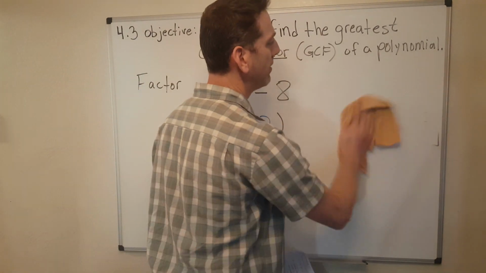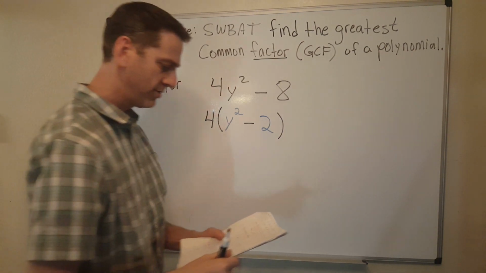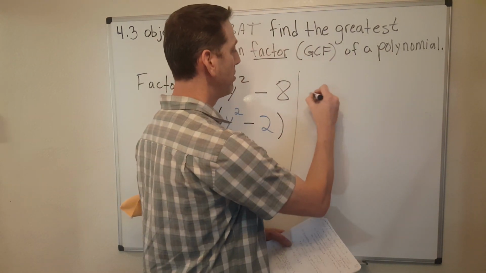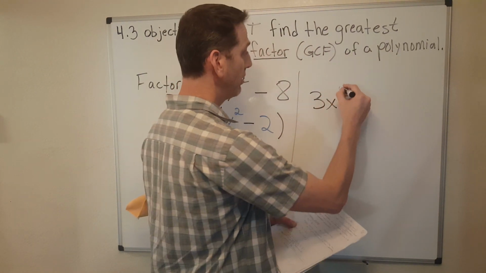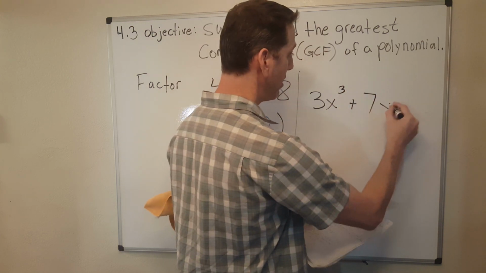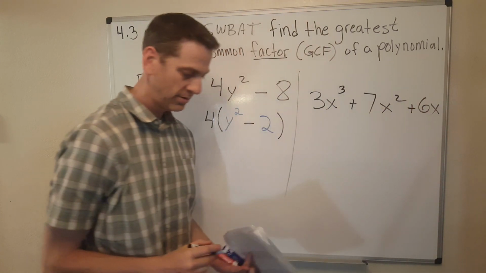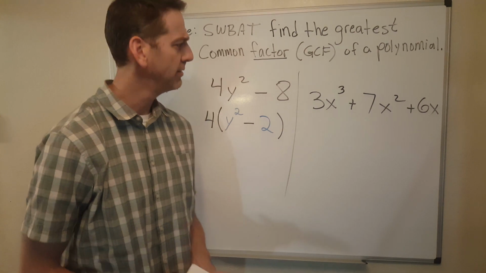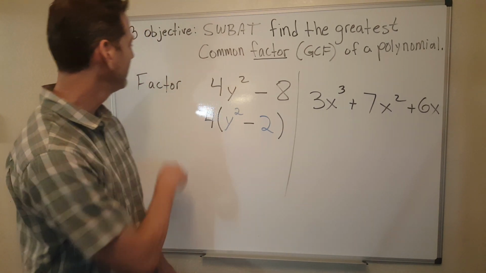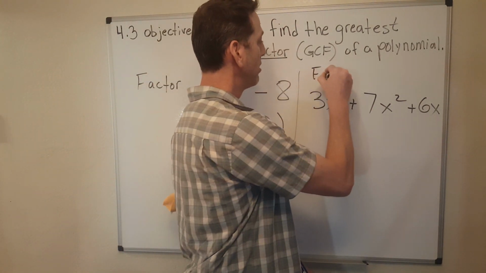All right, here we go. Let's try 3x to the third plus 7x squared plus 6x. Oh, it looks intimidating, doesn't it? Well, it's actually not too bad. All right, so I want to factor this. That's the instructions. Factor. I have to put that right here.